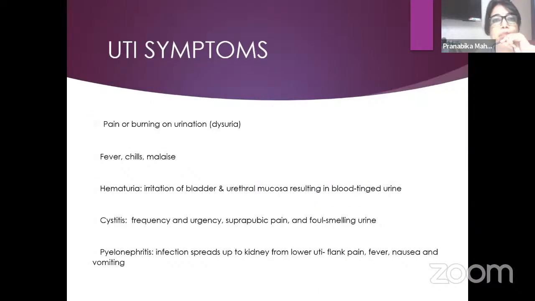Next, please. So symptoms: usually we get pain or burning on urination, fever, chills, malaise, hematuria, irritation of the bladder and urethral mucosa resulting in tinged urine. In cystitis, there is frequency and urgency, suprapubic pain, and foul-smelling urine. In pyelonephritis, we get infection of the upper tract with flank pain. But unfortunately, in pregnancy we do not get such a typical presentation. We may get back pain or some discomfort in the lower abdomen, but typical dysuria, malaise and fever we don't see frequently in pregnancy.